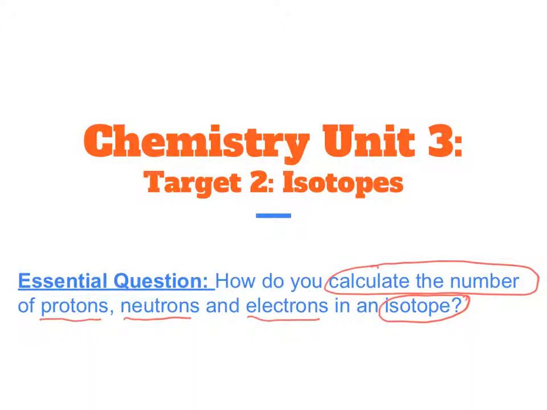So in our previous target, we looked at what is the charge of a proton, neutron, and an electron, where are they located, what is their size. So here we're getting even more specific, and we're looking at being able to calculate these things.